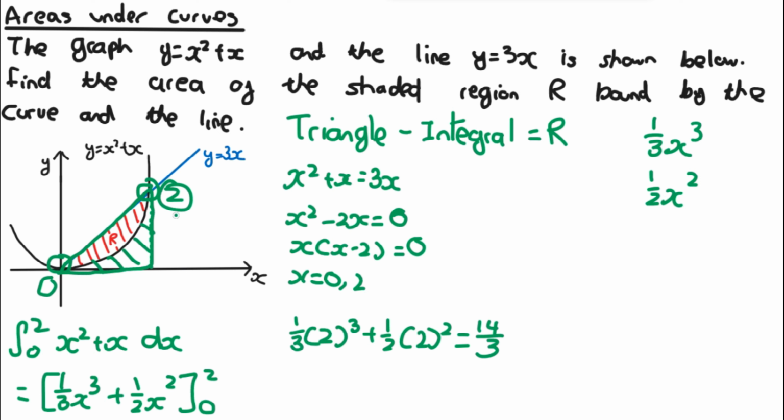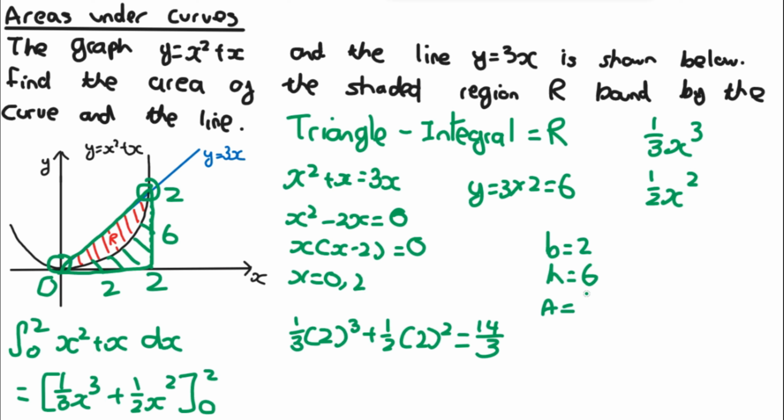We know that the x-coordinate here is 2, and we know that this lies on the line y = 3x, so we can figure out the y-coordinate: y = 3 times 2, which is equal to 6. So the height is 6 and the base is 2, so the area of the triangle is half base times height, so half times 2 times 6, which is just 6.